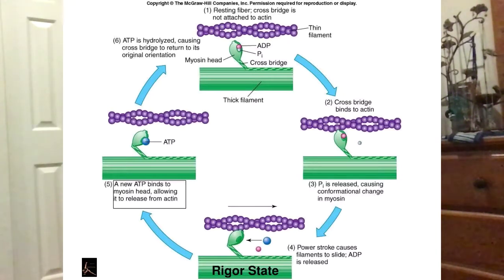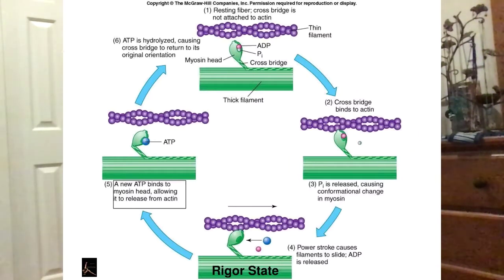Okay. Then the ADP releases too, and the myosin head is stuck. It's stuck in that position until a new ATP binds to it. So that moment where the myosin head is stuck and it doesn't have any ATP bound to it at all, that's called the rigor state. It happens in every contraction cycle of a muscle, and it's normal, rigor state.